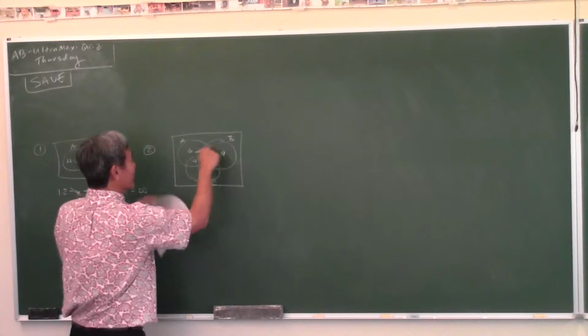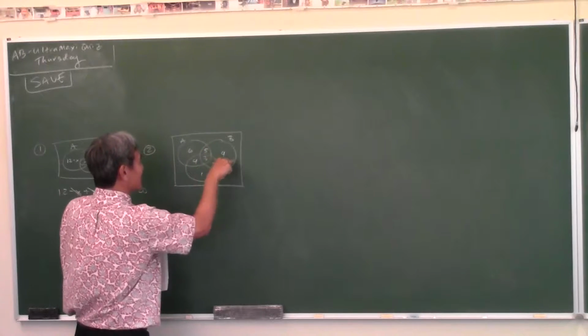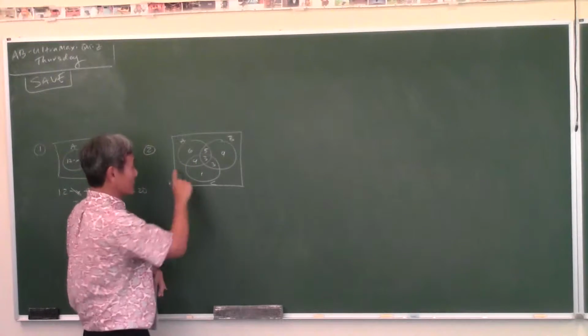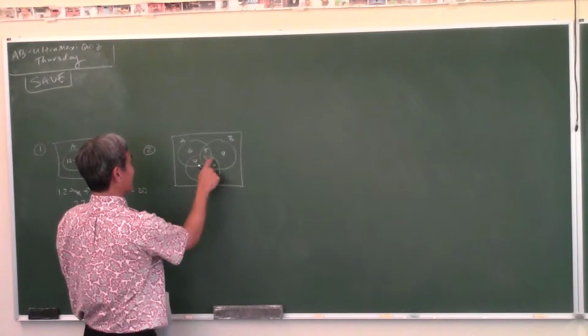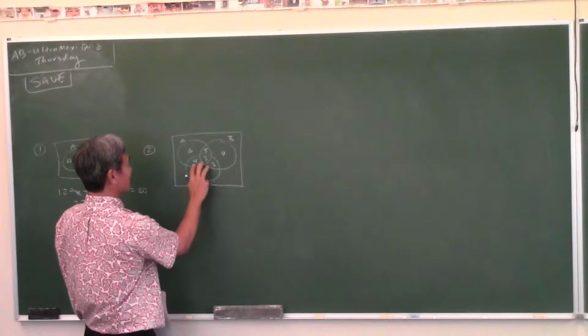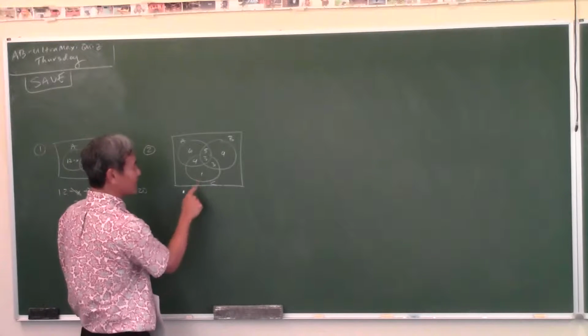So the question now is, compute the number of elements in A union B union C. That means everything that is inside A, B, or C. You just add it all up. Yeah, so just add up all those numbers right there. So what would that be? 6 plus 5 plus 4, that's 15, plus 10 is 25, plus 1, 26.